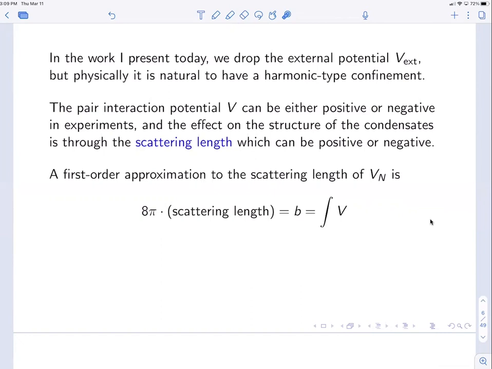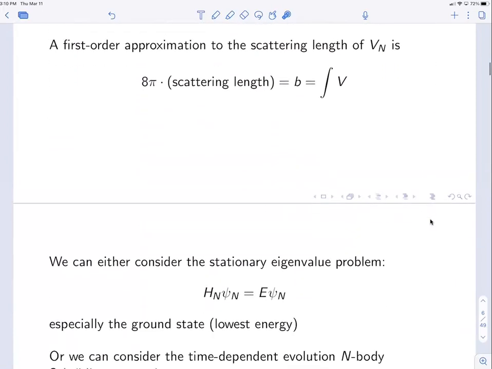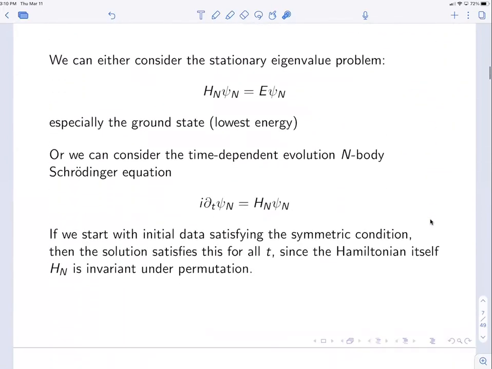A first order approximation to the scattering length of the potential V_n, with the Gross-Pitaevskii type scaling that we're considering, is such that 8 pi times the scattering length is equal to the integral of V. So you can think of examples of V giving positive or negative values for the scattering length. Right, so that is an approximation as long as beta is less than 1.